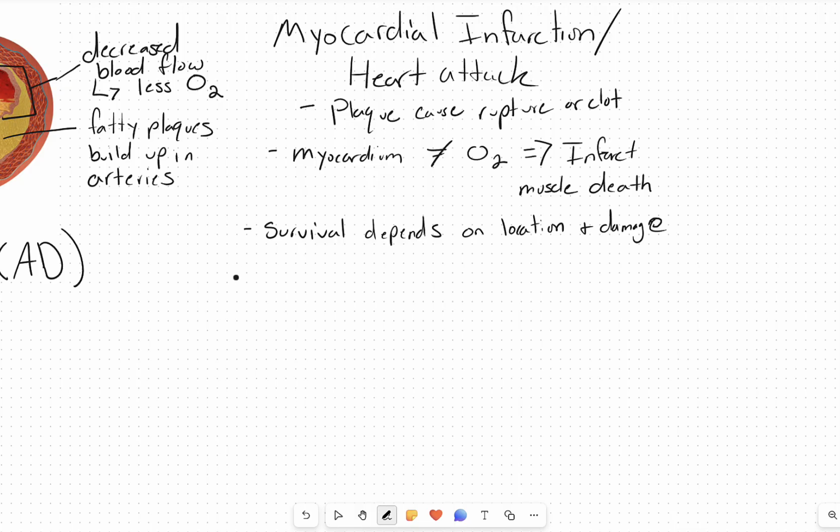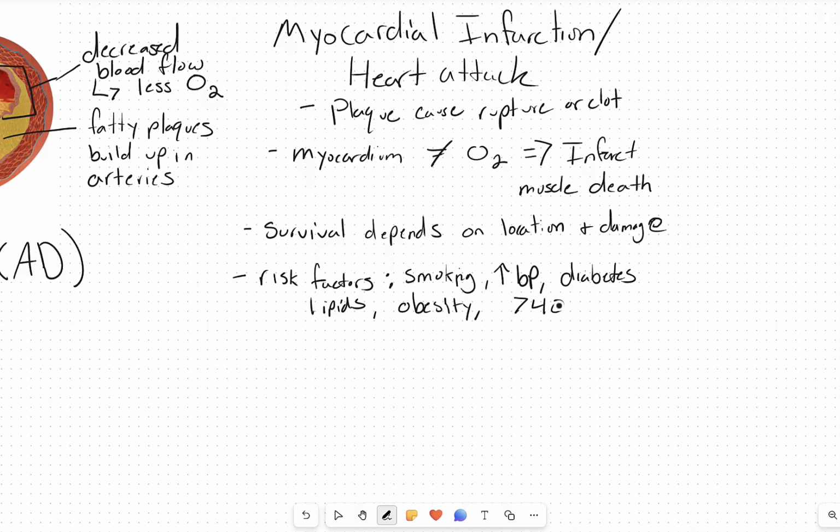Some of the most common risk factors associated with myocardial infarction are things like smoking, having an elevated blood pressure, having diabetes, different lipids in the blood, so things like low-density lipoproteins or LDLs, having obesity, and then being aged over 40. When somebody does have a heart attack, there are often symptoms of pain, shortness of breath, sweating, anxiety, nausea, and vomiting.